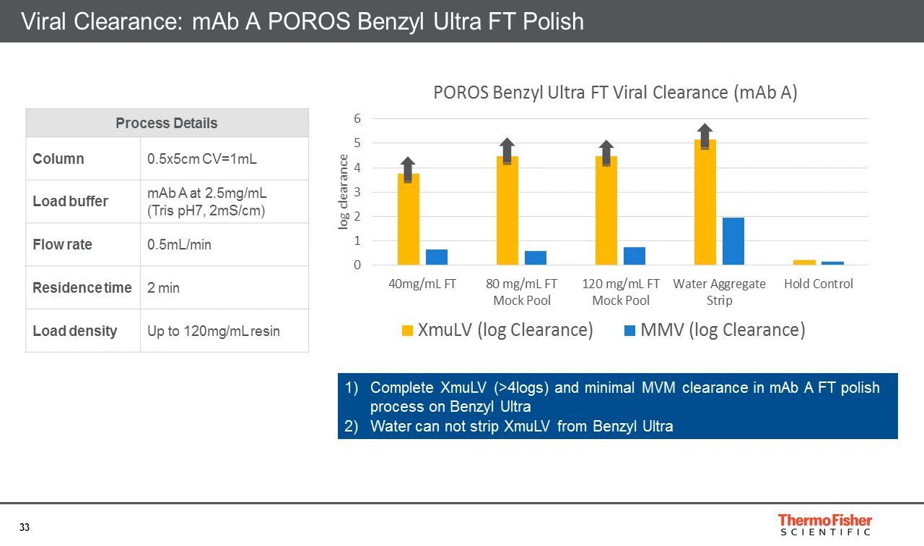So next, we also wanted to show viral clearance data for that Benzyl Ultra flow-through process. Again, we showed very efficient clearance of XMuLV from the flow-through pool. However, we did not see significant MVM clearance under the same conditions tested. And interestingly enough, for Benzyl Ultra, water is not able to strip XMuLV, which really points to the strong hydrophobic nature of that interaction, and that perhaps more optimization of the strip buffer is required. By contrast, if you recall, for the mAb bind-elute process on Benzyl, XMuLV was eluted by water.